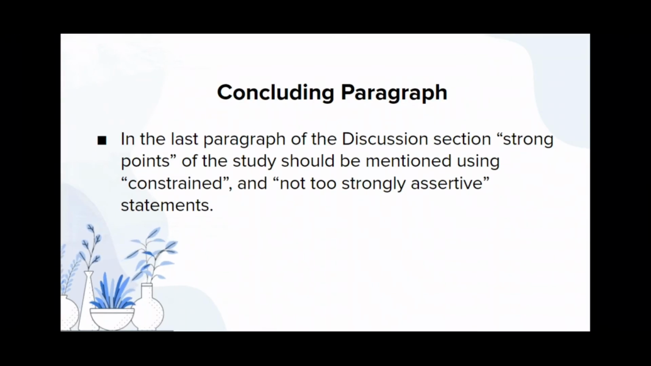And the third one is the concluding paragraph. In the last paragraph of the discussion section, strong points of the study should be mentioned using constrained and not too strongly assertive statements. Indicating limitations of the study will reflect objectivity of the researchers and provide answers to the questions which will be directed by the reviewers of the research paper. On the other hand, in the last paragraph, future directions or potential applications may be emphasized.